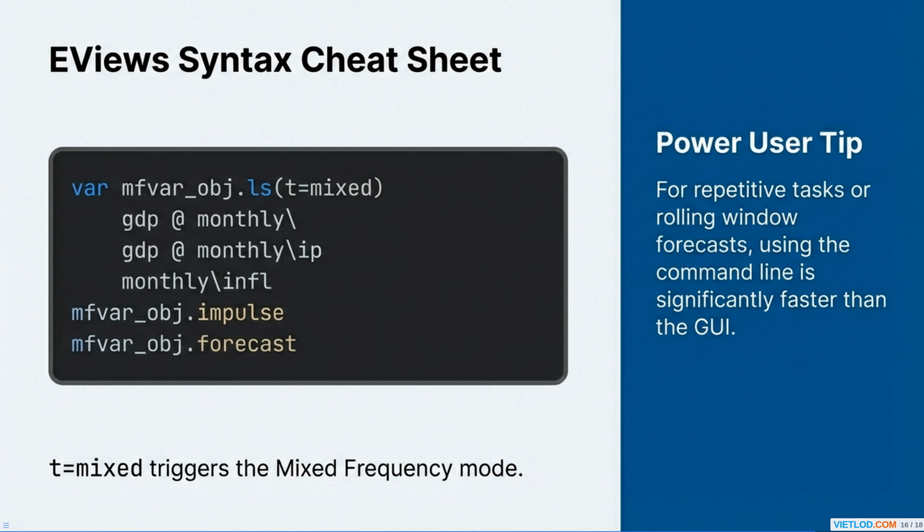For those who prefer working with code over menus, EViews offers a powerful command line syntax for MFVAR. For power users, or for tasks that need to be repeated, like in a rolling forecast, using the command line is much faster than the graphical user interface. You first declare a VAR object. Let's call it MFVAR object. Then you use the .ls command to estimate it. The key is the option t equals mixed, which tells EViews to perform a mixed frequency estimation.